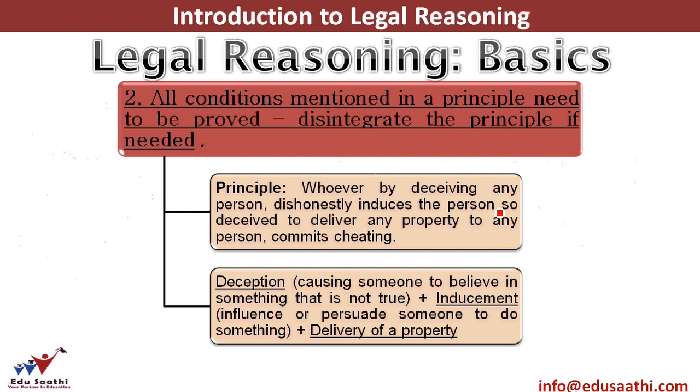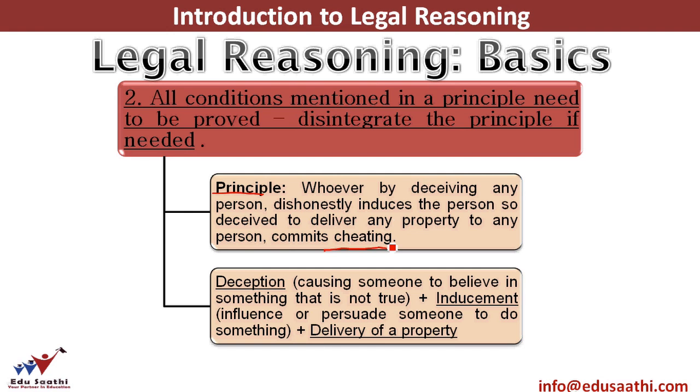Next, we will learn the segregation technique. The second principle says that all the conditions mentioned in the principle need to be proved. For this, you can disintegrate the principle if needed, because it will add to your convenience and make sure that nothing is missed out. Let's take an example. This principle relates to cheating, which says, whoever by deceiving any person dishonestly induces the person so deceived to deliver any property to any person commits the tort of cheating.